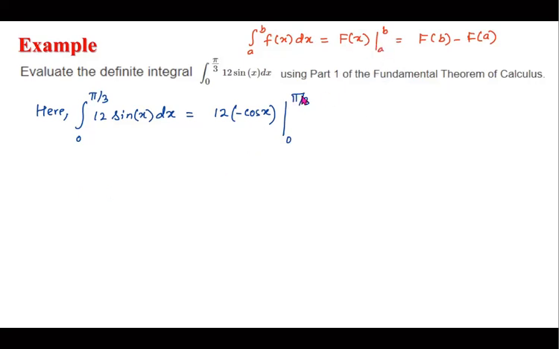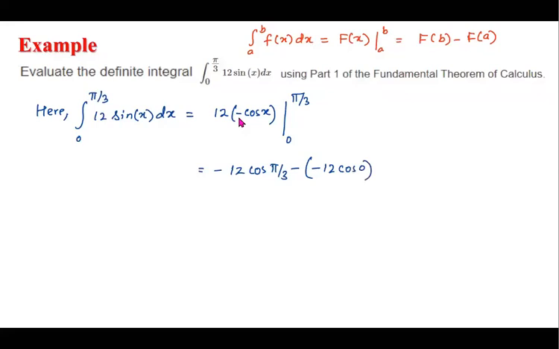Now, all I need to do is plug in the upper limit, subtract, and plug in the lower limit. So this one is negative 12 cosine x, because if we multiply that, it will be negative. So we can write that as negative 12 cosine pi over 3, subtract, and then, because this is negative 12 cosine, plug in the lower limit, 0.